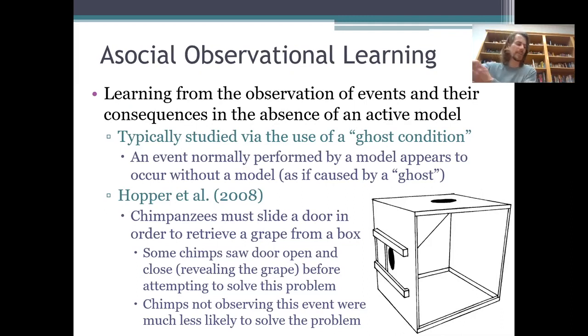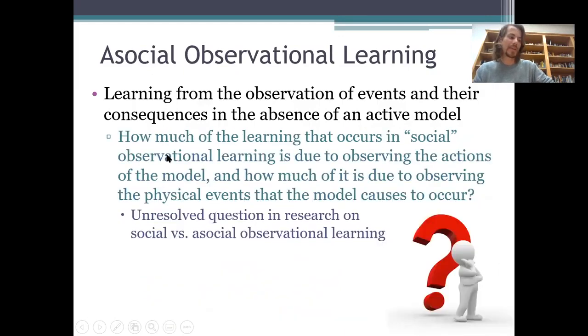And this has been demonstrated in other species too, right? So for example, there's an interesting study in your textbook of asocial observational learning in 1 to 2-year-old children. And the existence of this asocial type of observational learning brings up an interesting question about the social type, which is basically how necessary is the model? Is it the actual actions of the model, the motor movements, that we learn to imitate? Or is it the physical, environmental consequences of the model's behavior that we learn to reproduce? How necessary is the model?